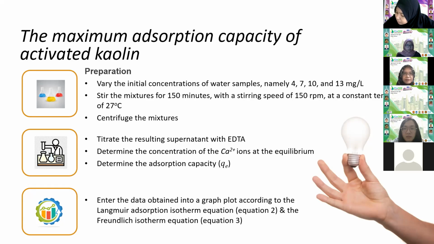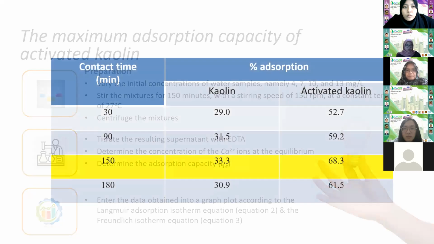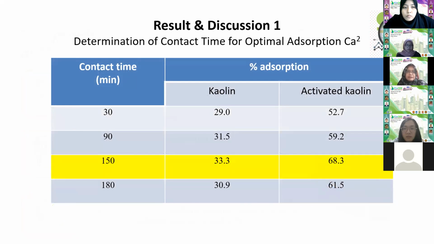150 minutes at 150 RPM. And then we analyze the supernatant and calculate the absorption capacity using the Langmuir and Freundlich equations. So these are the results.